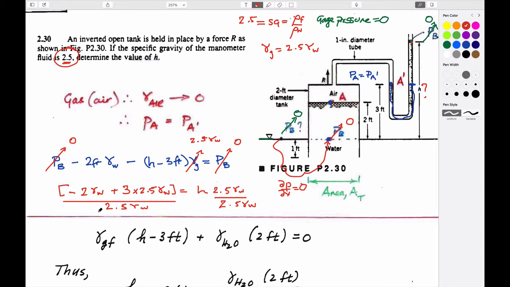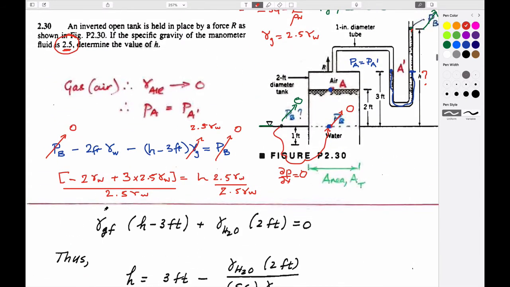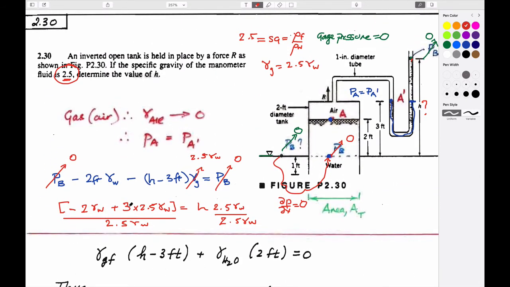So what you see is, do I believe that in this particular case? What's the answer that they get here? So it's 3 times 2.5. So I think that H should be less than 3 feet. Is it less than 3 feet? Because it's got a 2.5 here, right? So yeah. So anyway, the value for H is going to come out to be, it should actually be down here.